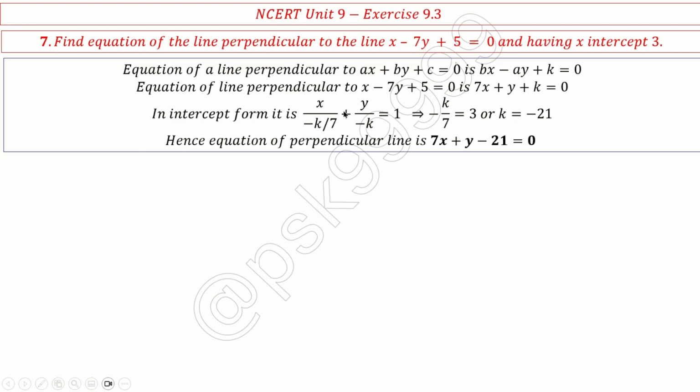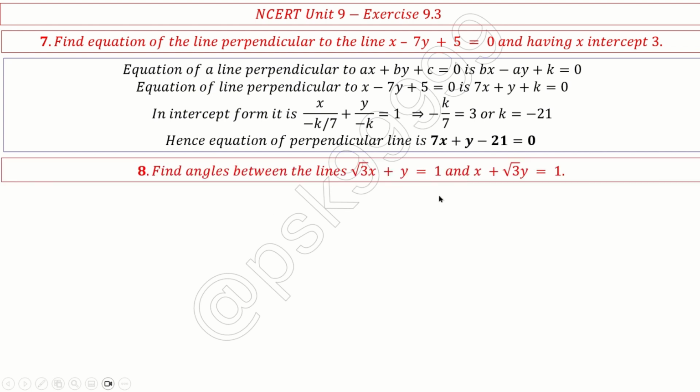Otherwise, a line perpendicular to ax plus by plus c equal to 0 is nothing but bx minus ay plus k equal to 0, correct? So the perpendicular to this line is 7x plus y plus k equal to 0. I write it in the intercept form. Now I know the x-intercept is 3, so minus k by 7 equal to 3, or k equal to 21. Once I know this, the equation is 7x plus y minus 21 equal to 0.